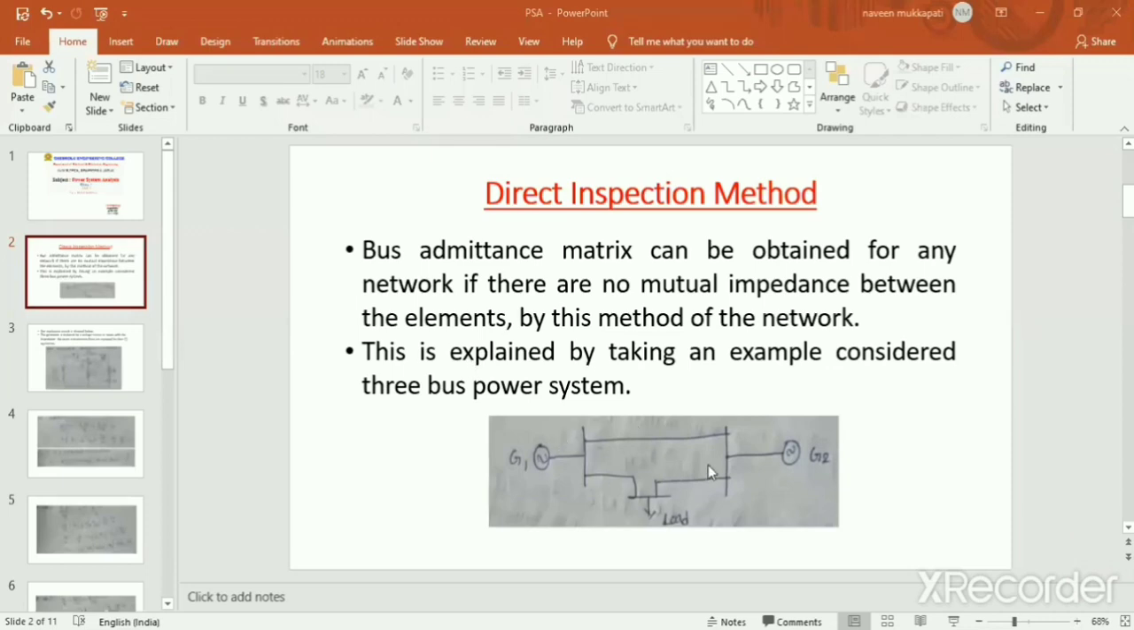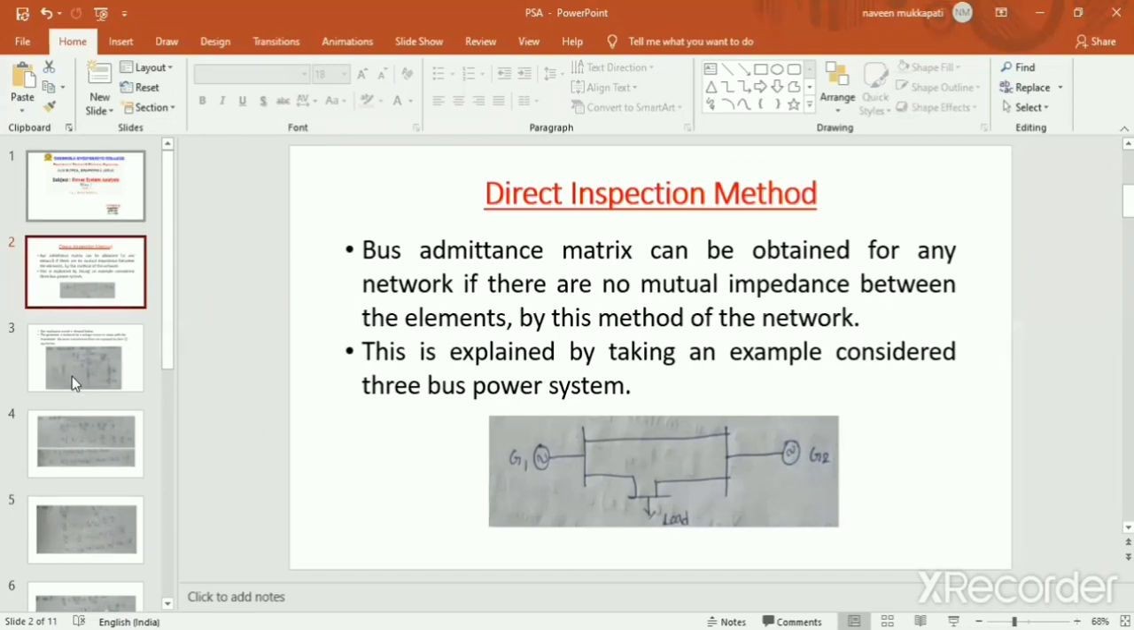This is a simple power system, the 3-bus power system. This is generator 1, this is generator 2 and this is the load. How many nodes are there? That is 1, 2, 3. This is the first node, this is the second node and this is the third node. These are the various nodes for determining the Y-bus matrix. By using this single line diagram, we determine the Y-bus matrix.